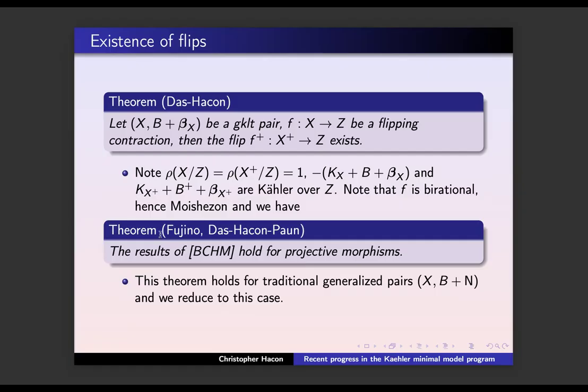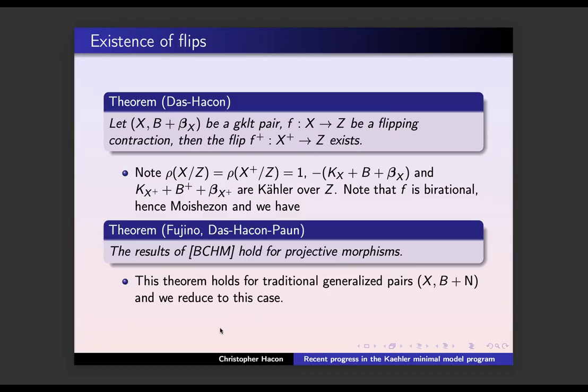Now, it had previously been established by work of Fujino, also by Das, Hacon, and Paun, that the results of BCHM hold for projective morphisms. So whenever you have a flipping contraction, after some resolution you actually have a projective morphism. So it's not surprising, since BCHM holds in that context, that we should be able to construct the corresponding flip.